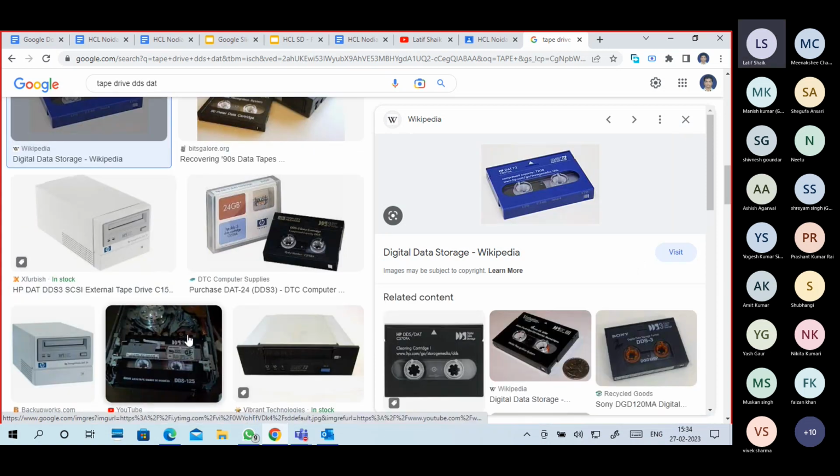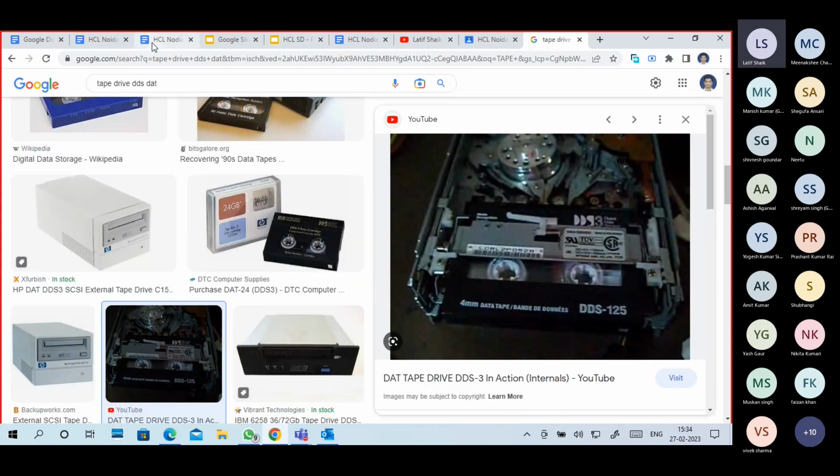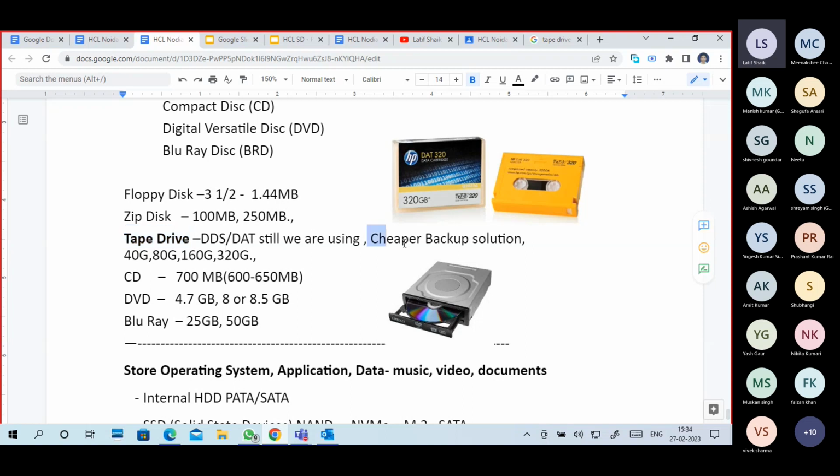So it is mainly used as a cheaper backup solution. Still we are using DAS or DAT, in different sizes, and heavy sizes are also available. Even if you take a cloud, like the AWS cloud, and you want backup solutions in the cloud also, you can get two options. The cheaper solution is the tape drive type of solution. Okay, so that is the thing.